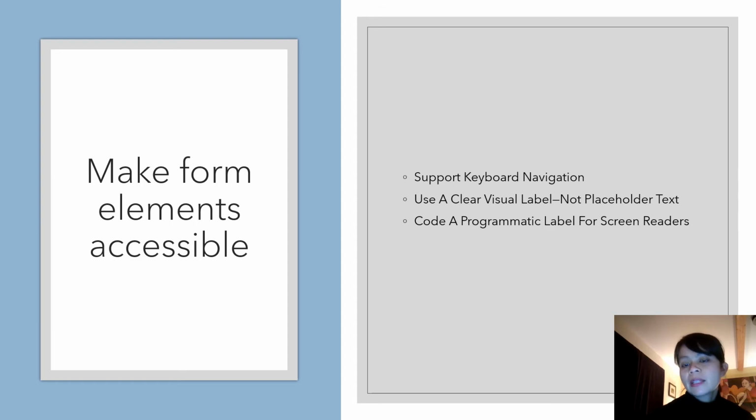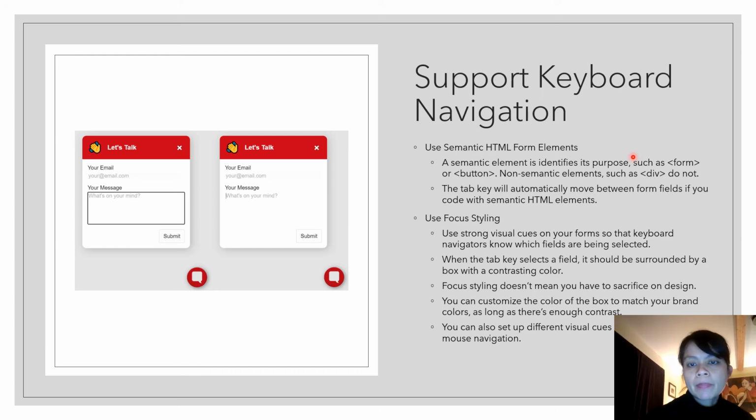So the 3 things you need to remember are that you should support keyboard navigation, use a clear visual label, not a placeholder text, and also code a programmatic label for screen readers. So the first point, support keyboard navigation.